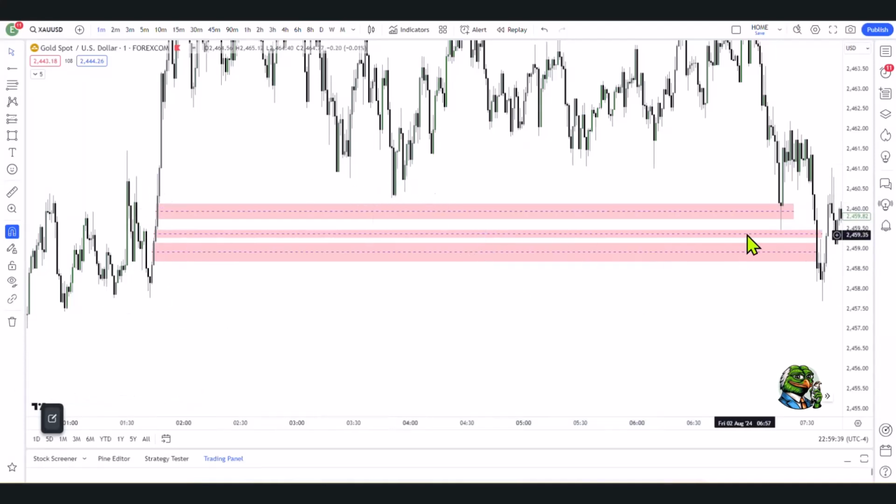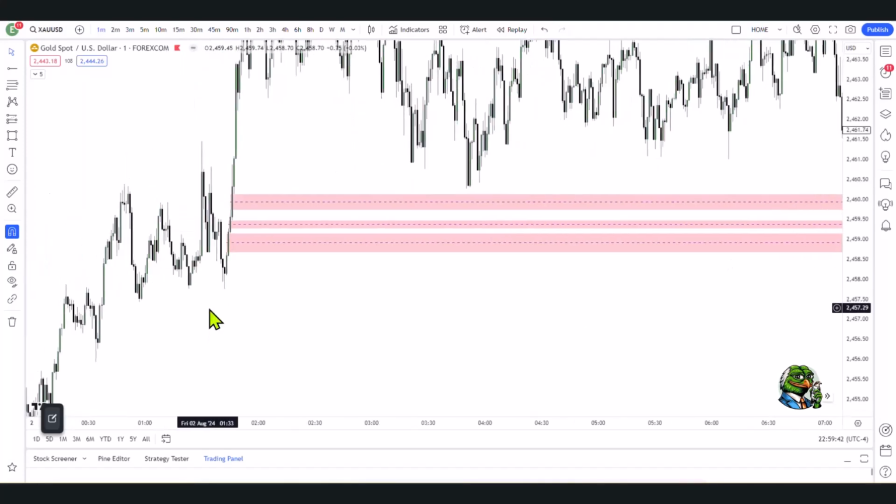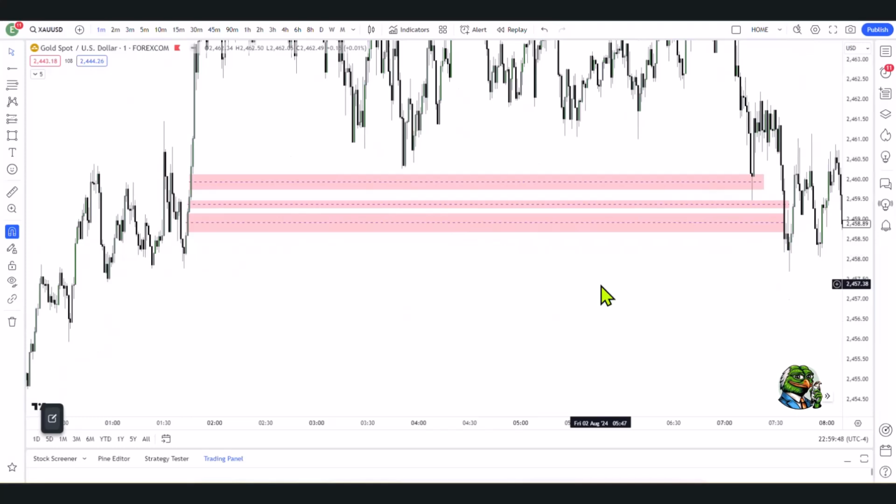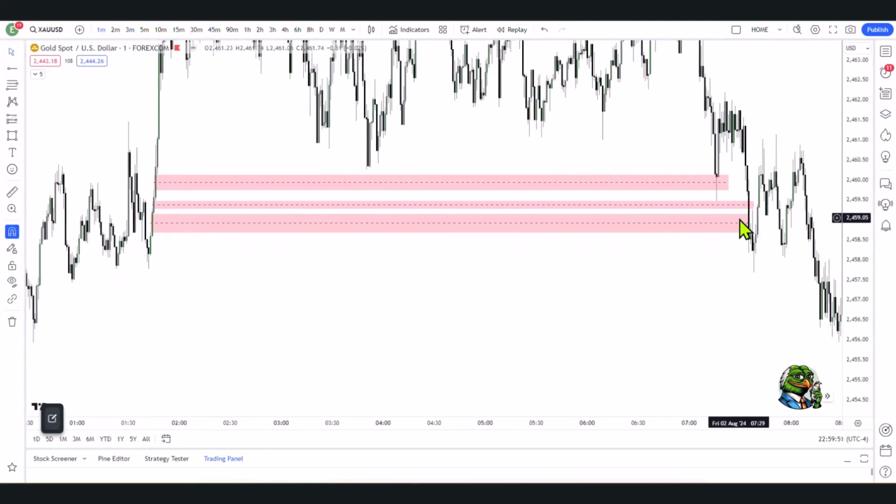There's liquidity under that one. Is there one below this one? Is it this one? Right? So look at that. It keeps going down. Okay, so it's not these. Okay, so which one is it?